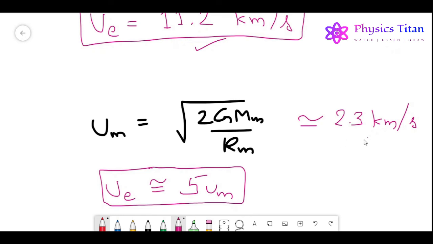This value of escape speed for Moon is very less as compared to that of Earth, and this is the only reason why Moon has no atmosphere. Because whenever there are some molecules formed on the surface of the Moon having velocities greater than this 2.3 km per second, they will simply escape the gravitational pull of the Moon, and hence there is no atmosphere, because atmosphere is nothing but accumulation of many molecules, gas molecules.